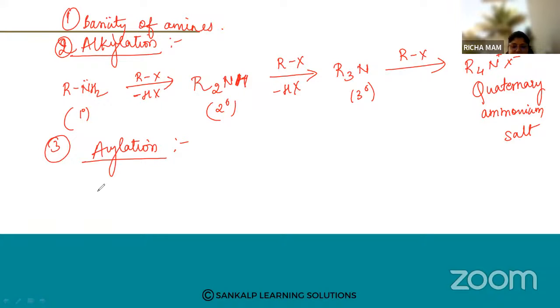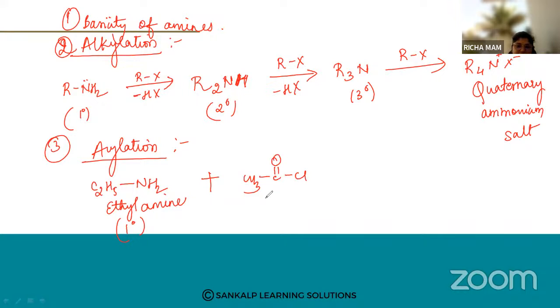And if we treat these primary and secondary amines, suppose this is ethylamine, a primary amine. I'm going to react this primary amine. Acylation means I have to take an acyl chloride, so let us take acetyl chloride. Alkylation means we take an alkyl chloride, but here we are going to take acetyl chloride.